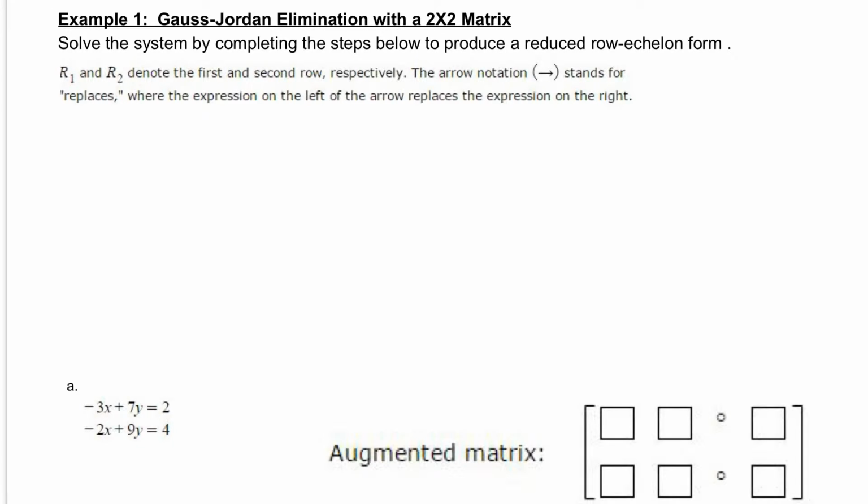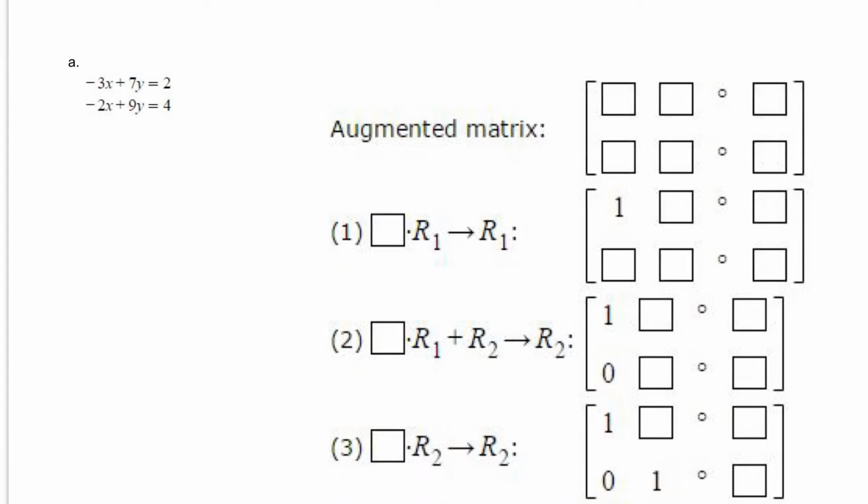Before you start example 1, please make sure you have read the stuff above it. For example 1, we are going to use the Gauss Jordan elimination with a 2 by 2 matrix. We're going to let R sub 1 and R sub 2 denote the first and second row respectively. So R sub 1 means the first row, and R sub 2 means the second row. The arrow notation stands for replaces, where the expression on the left of the arrow replaces the expression on the right. So let's take a look at letter A.